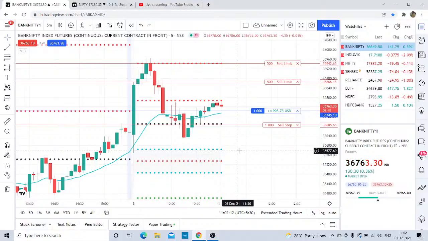We have to work like a robot. We should not have any emotions. When we see the proper setup, we enter and we trade. We'll put our stop loss, we'll put our targets. That is it.